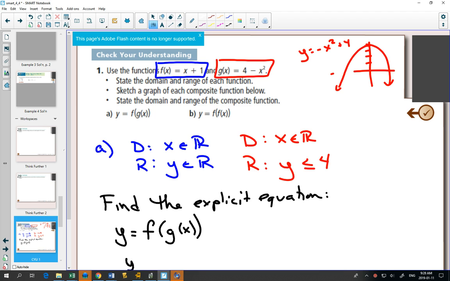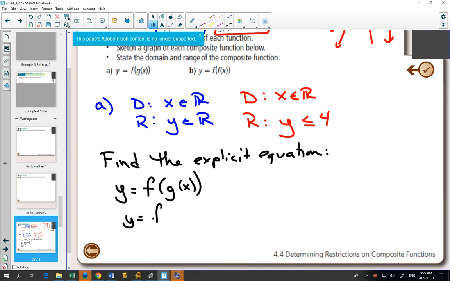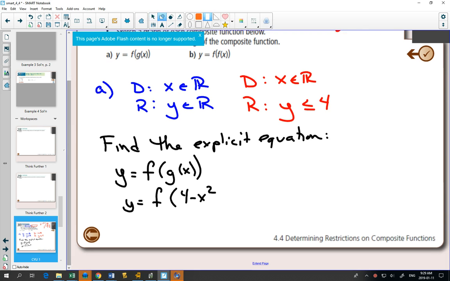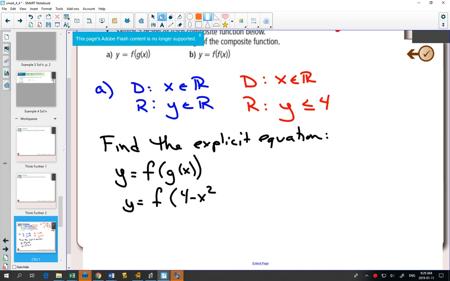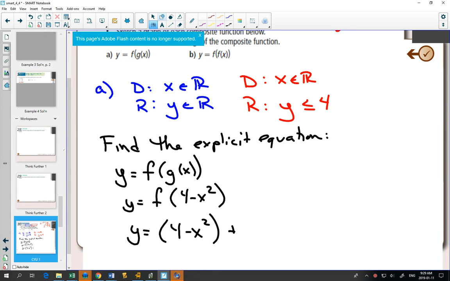So for part A, we want to find y equals f of g of x. What happens when we plug x into g? We get 4 minus x squared. And what happens with the f function in this case? The f function is whatever you put in, add 1. So if you put in 4 minus x squared, you need to add 1 to it.